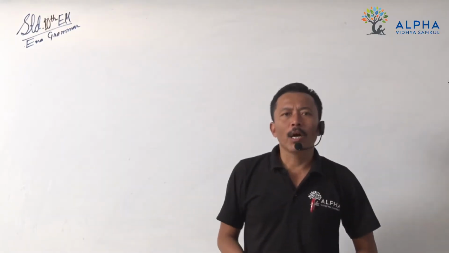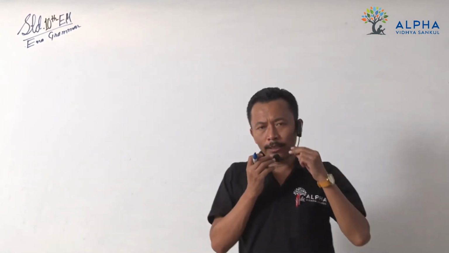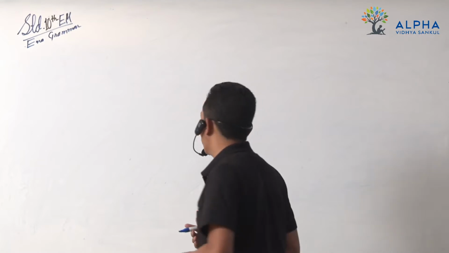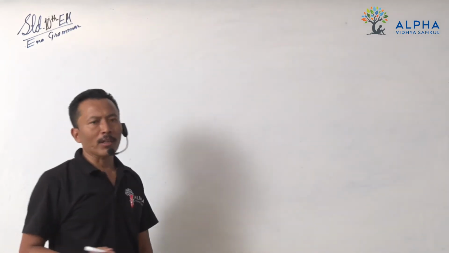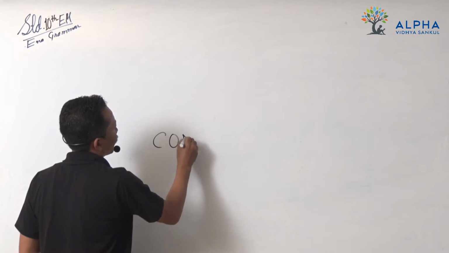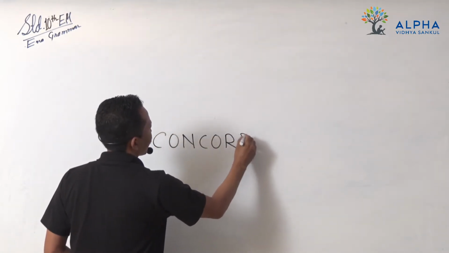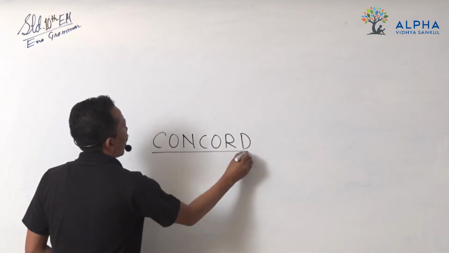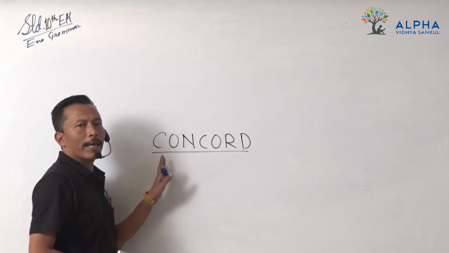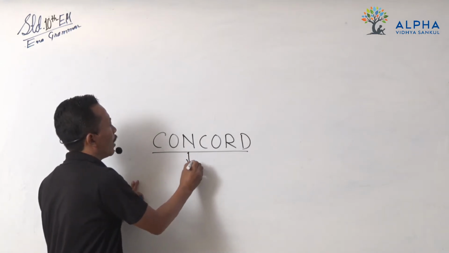Hello students, welcome back to the Alpha Vidhya Sankul online classes. Students, today's topic is concord. What is meant by concord? Concord means this. And the meaning is agreement. Okay? What is the meaning? This meaning is what? Agreement.